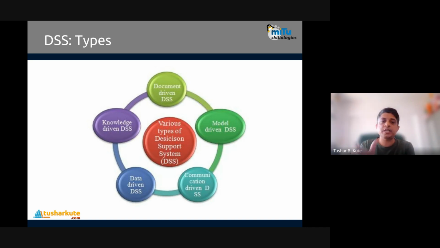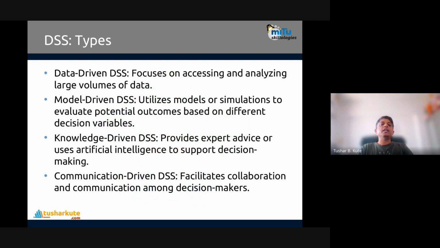See, the types of DSS I already mentioned in the previous slides also: knowledge driven, data driven, communication driven, model driven, and document driven. These are the different types of DSS available. So what kind of driving force is present under them, using that the DSS types are defined here. The first one, data driven DSS, focuses on accessing and analyzing large volumes of data. So they are only based on data. Whatever data is available with us and used as input to the system, based on that the DSS is created for data driven.